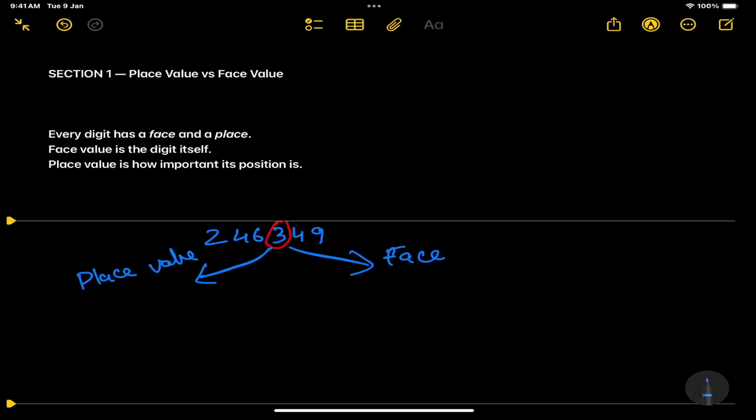It is the digit itself. What is the digit? Digit is 3. So the face value is 3. And what is the place value? Place value is how important the position is, right?